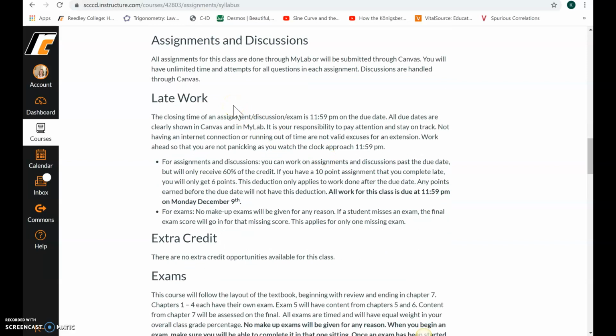Unless otherwise stated, the time that an assignment is due is 11:59 p.m. on the due date. You can see them in Canvas, you can see them in MyLab. This is an online class. It's up to you to be responsible, pay attention, and make sure that you stay on track.